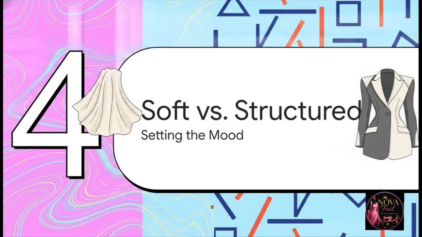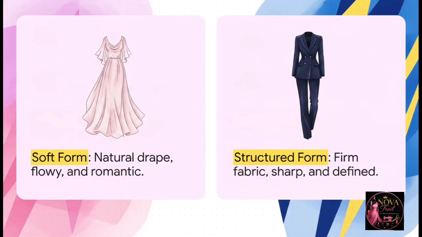Which brings us to Section 4, soft versus structured forms, and how they set the mood. Soft form is all about natural drape. It uses the fabric's inherent ability to just flow with the body's movement. Think of a gorgeous chiffon dress. It feels romantic, elegant, relaxed.